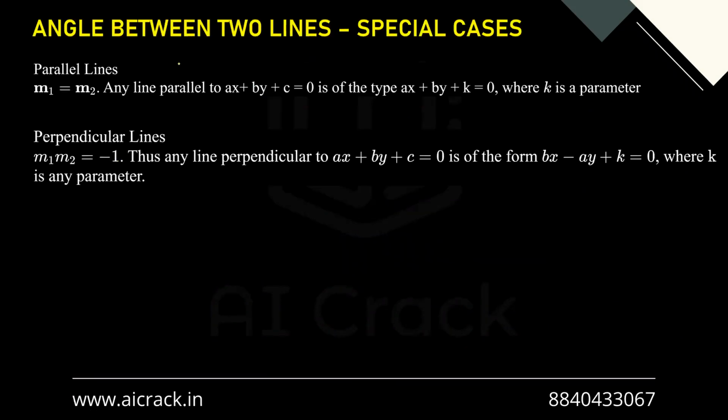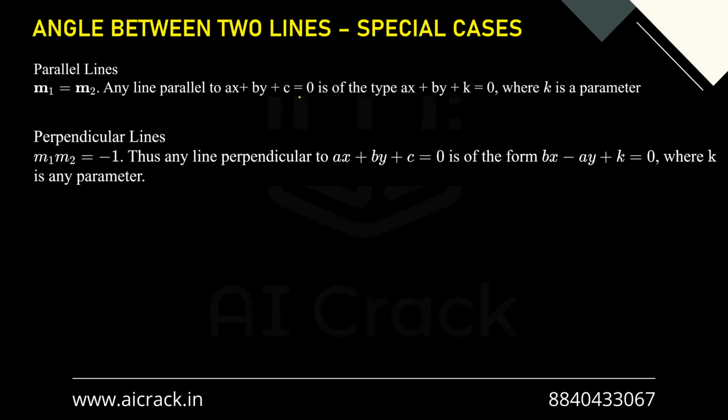Now let us talk about angle between two lines, two special cases, right? So the first case is parallel lines. In that case, m1 equals to m2. So in case of parallel lines, the angle between the two lines would be 0. So in that case, that formula tan theta equals to (m1 minus m2) divided by (1 plus m1 m2) should be 0, right? Because in this case m1 equals to m2, and that would give me tan theta equals to 0. So basically theta equals to 0. In case of parallel lines, theta equals to 0 between two lines, and m1 equals to m2.